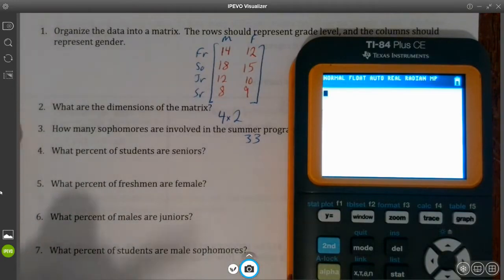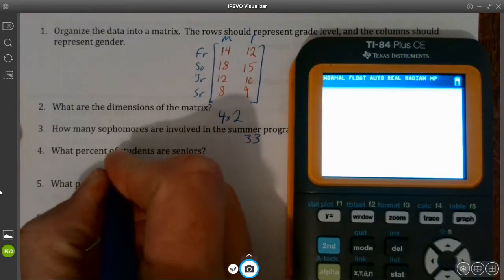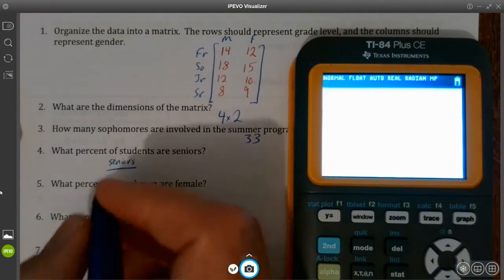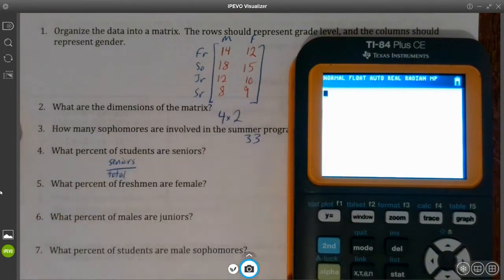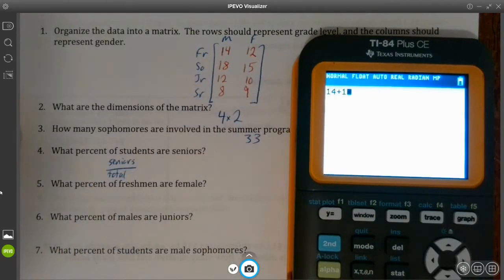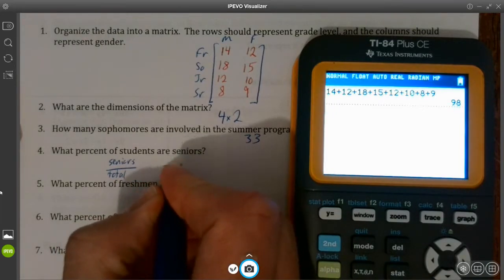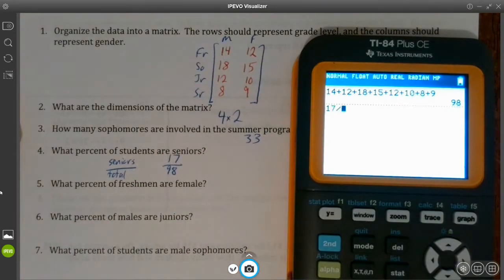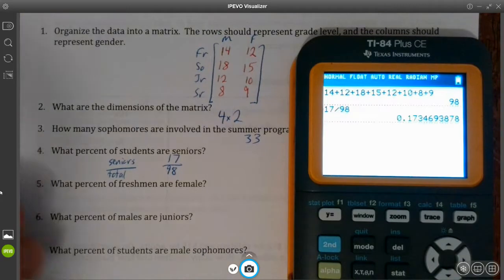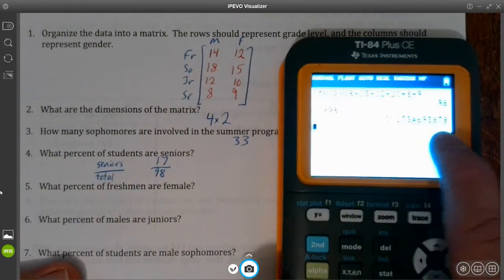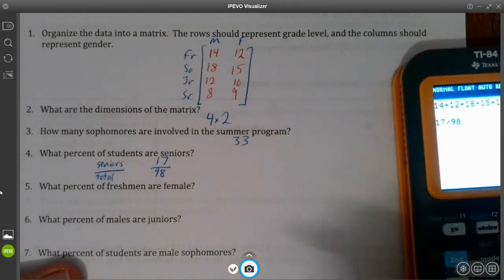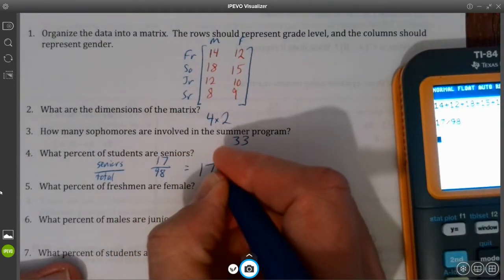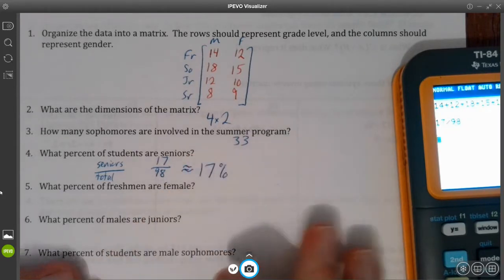Oh, okay. So I'm going to write some stuff down that might kind of guide you in your thinking here. I need seniors as my numerator, and my denominator is just going to be total number of students. So I need to add all of these numbers. So 14, 12, 18, 15, 12, 10, 8, and 9. That is how many students that we have. So we have 98 students total, but then the seniors is going to be 8 plus 9, which is 17. So whatever 17 divided by 98 is, and it's roughly 17%. And we'll round it off to 17%. So 0.17, which rounds to 17%. So 17%, I say equals, technically it's approximate. We'll just go with it, okay?